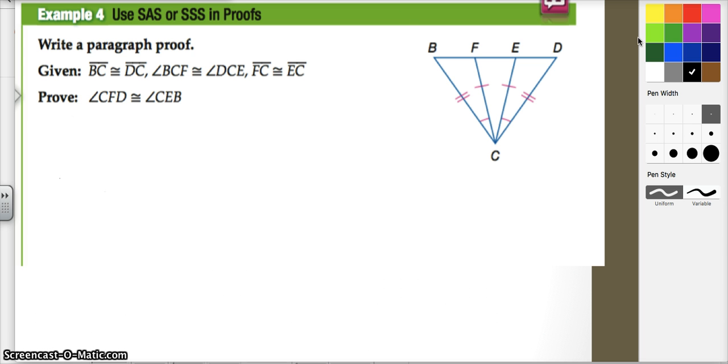What they are asking us to find is this, and I'm going to do it in a different color. Let's underline it in green there. They're asking us to find that angle CFE, am I right? No, CFD, which still refers to this angle. This angle is congruent to angle CEB, this angle right here. So I'm trying to figure out how to prove this.